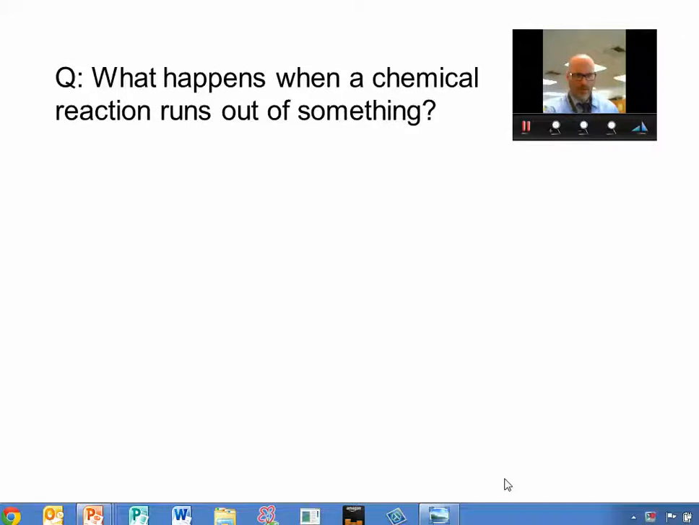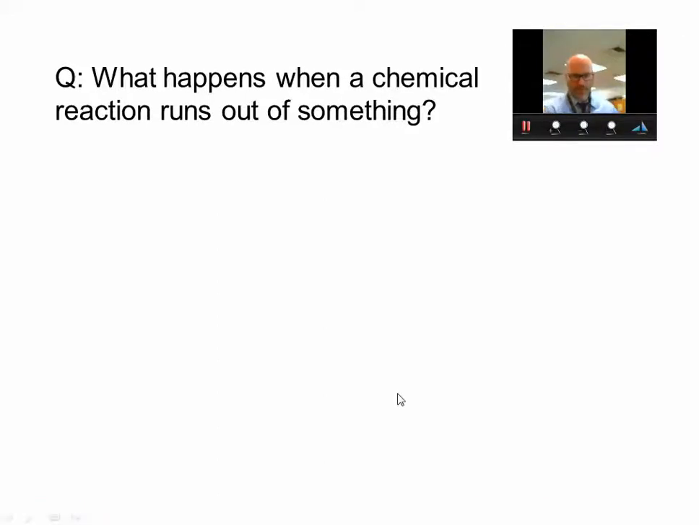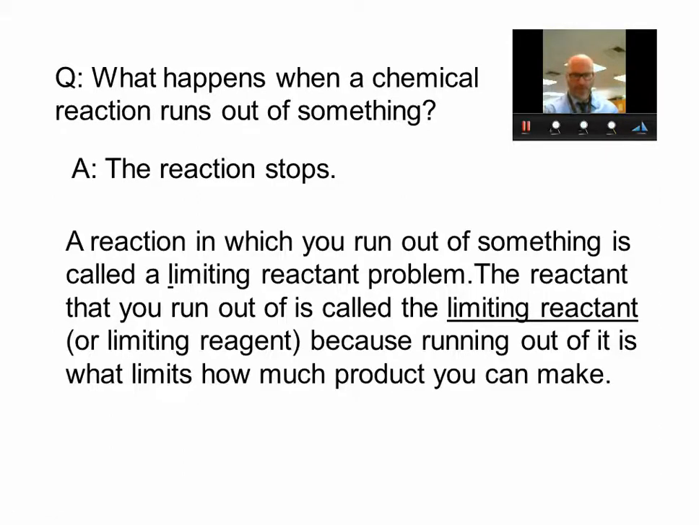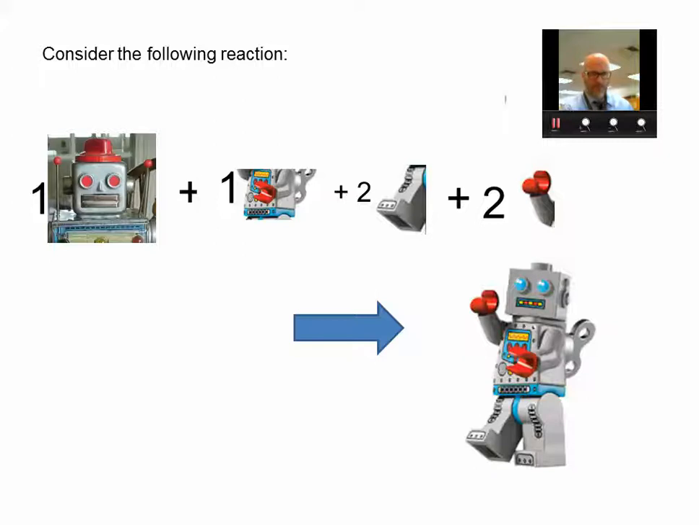Alright, so today we're going to look at a chemical reaction, what happens when you run out of something. And of course, when you run out of something in a chemical reaction, it stops. So this is called a limiting reactant problem, and the reactant that you run out of is called the limiting reactant. Because when you run out of it, it limits how much of the product you can make.